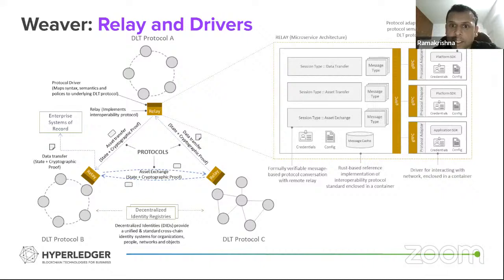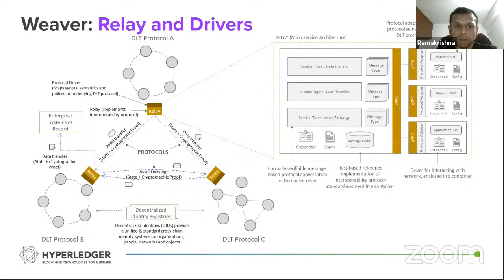So what does this relay look like? Now, a relay is built using a microservice architecture. And this module actually is very similar in scope, objectives, and function to the Cactus connector. Peter will talk towards the end about how he is at present trying to integrate the Weaver relay with the Cactus connector. The relay has two different parts. It has a DLT-independent part and a DLT-specific part. So that's left and the right, respectively.